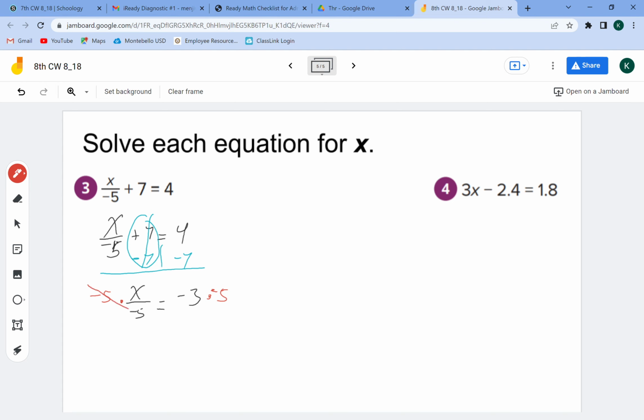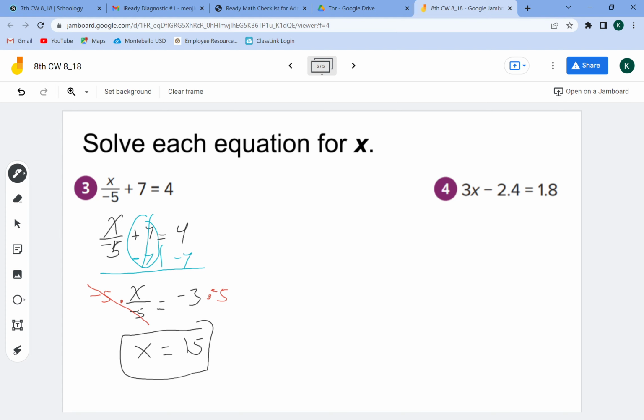This creates a giant 1 here, so I'm left with 1x is equal to, and just like the famous movie, a negative times a negative equals a positive. So we have 3 times 5, which is 15. And that'll be the result for this side here.